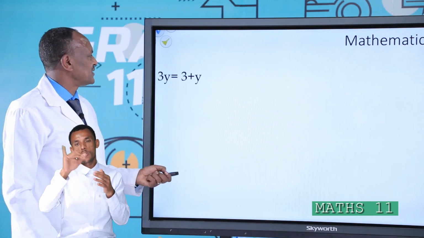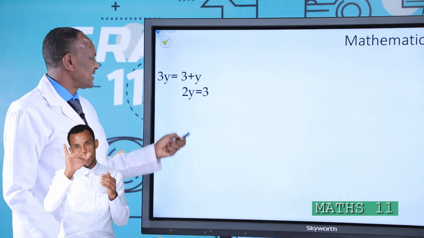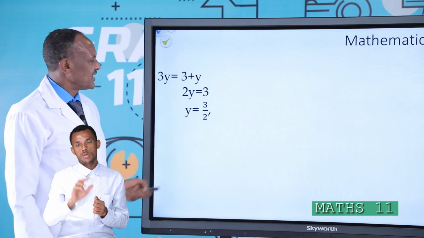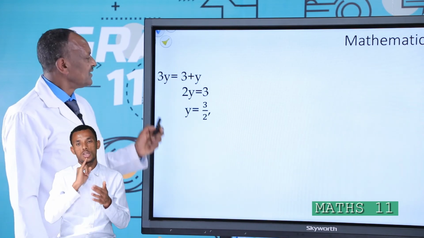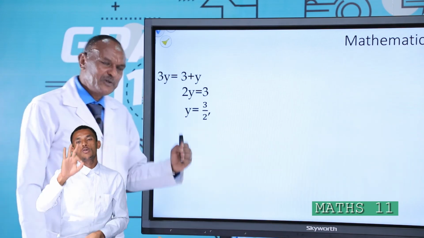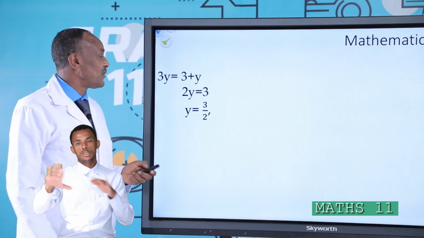3y is equal to 3 plus y, which gives 2y is equal to 3. The value of y is 3 over 2. This is the point which is found 3 meters below the top of the building.